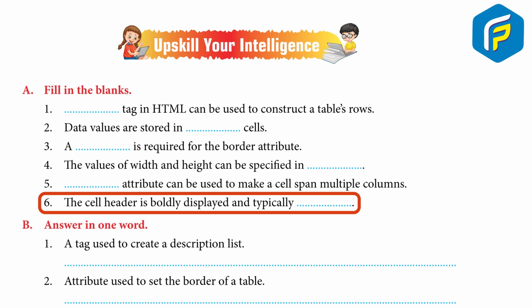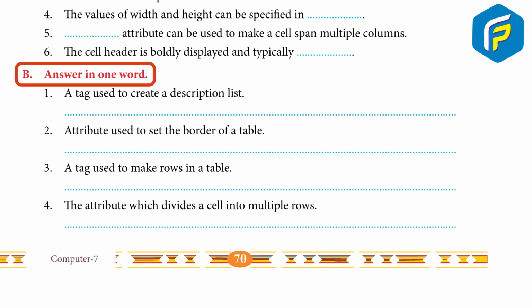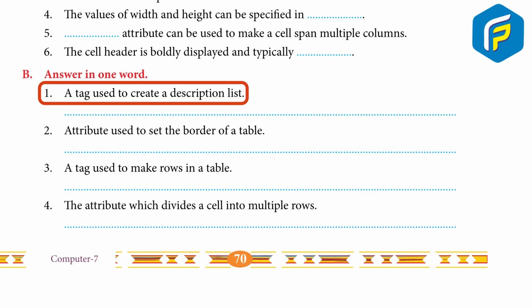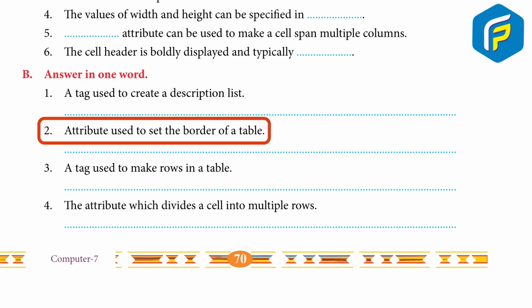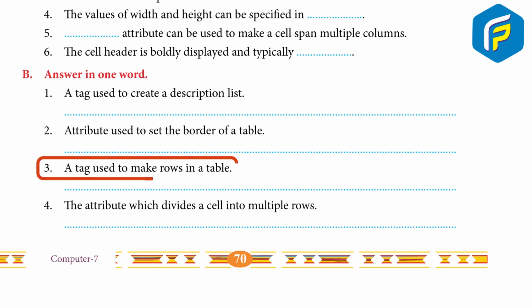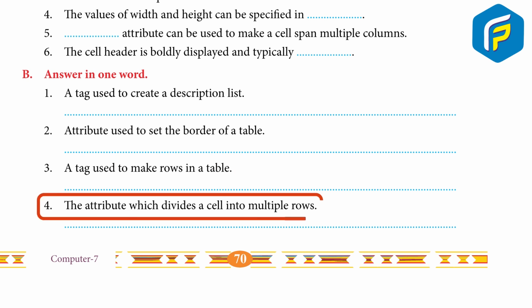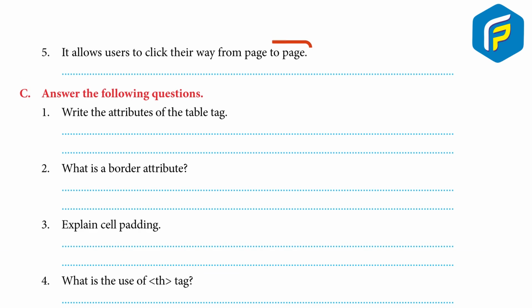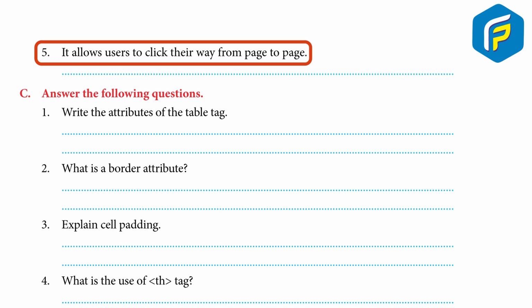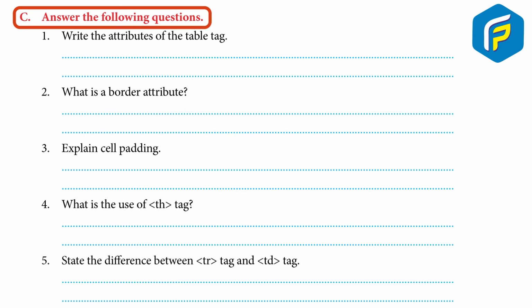B. Answer in one word. 1. A tag used to create a description list. Answer: DL tag. 2. Attribute used to set the border of a table. Answer: the table tag's border attribute. 3. A tag used to make rows in a table. Answer: TR tag. 4. The attribute which divides a cell into multiple rows. Answer: rowspan. 5. It allows users to click their way from page to page. Answer: link.